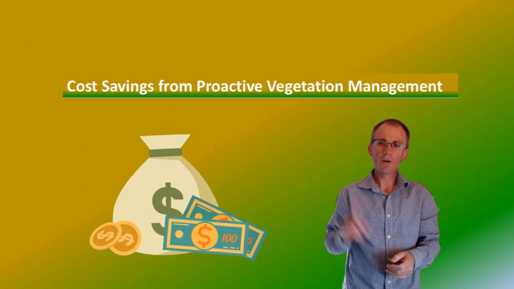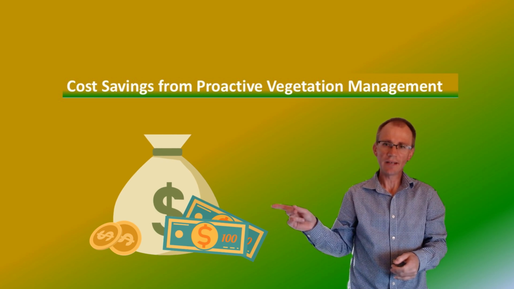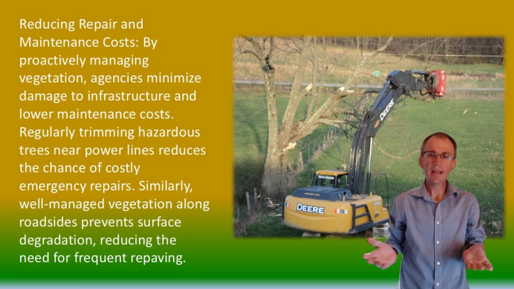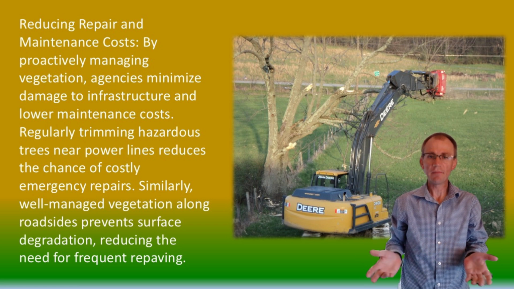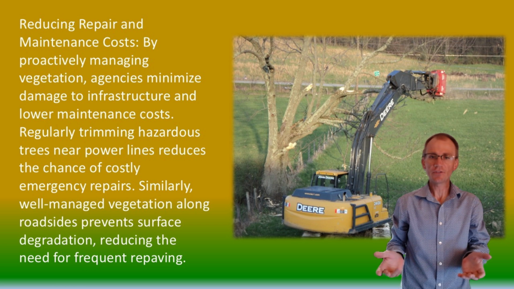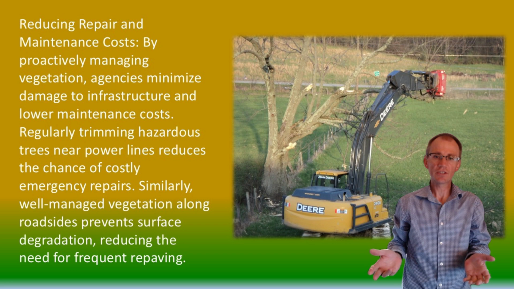Cost savings from proactive vegetation management. Reducing repair and maintenance cost. By proactively managing vegetation, agencies minimize damage to infrastructure and lower maintenance cost. Regularly trimming hazardous trees near power lines reduces the chance of costly emergency repairs. Similarly, well-managed vegetation along roadsides prevents surface degradation, reducing the need for frequent repaving.